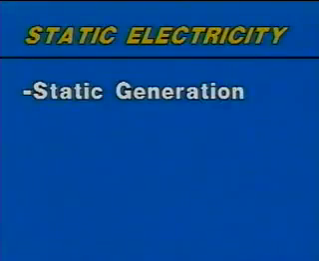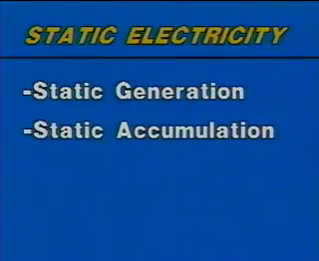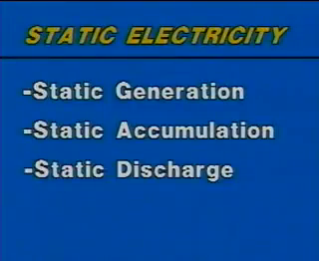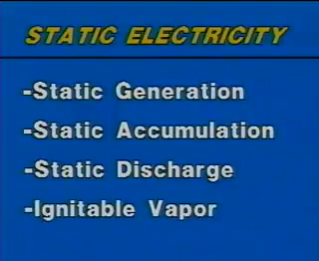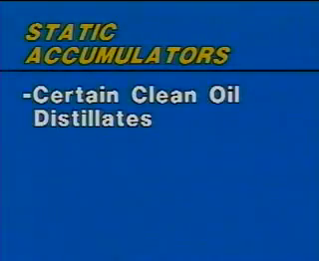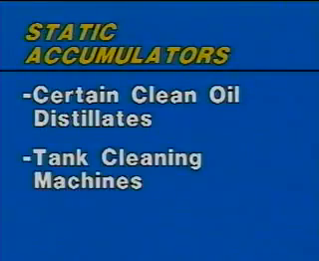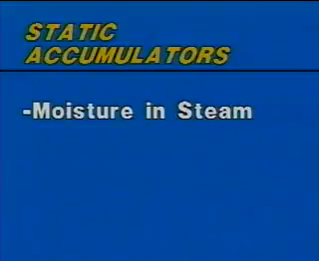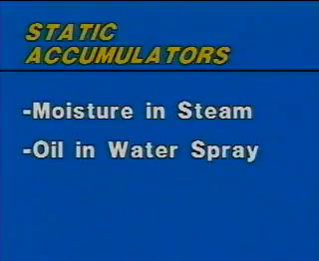For fire or explosion to occur because of static electricity, there must be a means of static charge generation, a means of static charge accumulation, a static discharge, and an ignitable vapor. Some common accumulators of static electricity include certain clean oil distillates with low conductivity, tank cleaning machines, the moisture in steam, and oil in water spray.